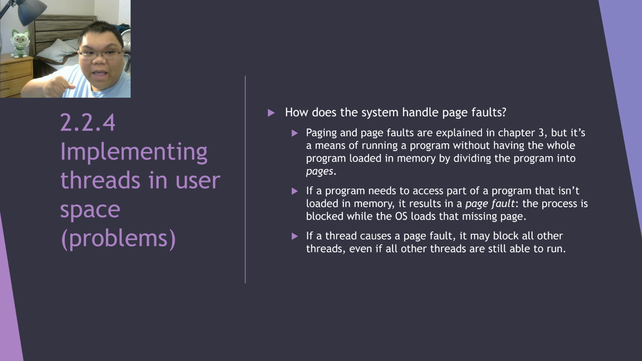Also, what happens when we get a page fault? Now, we didn't get to page faults yet. That's already chapter 3. But basically, paging and page faults, that's chapter 3. Paging is a means of running a program without having the whole program loaded into memory. This is done by dividing up the program into what are called pages. So this way, we can load a program, but we don't need to load all the stuff that we don't need to use right away.